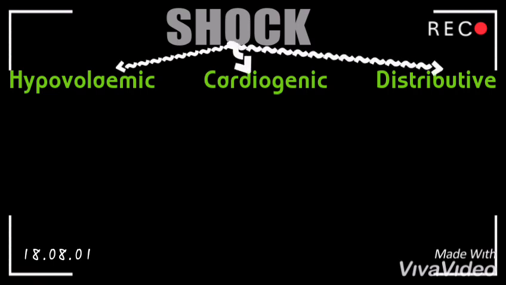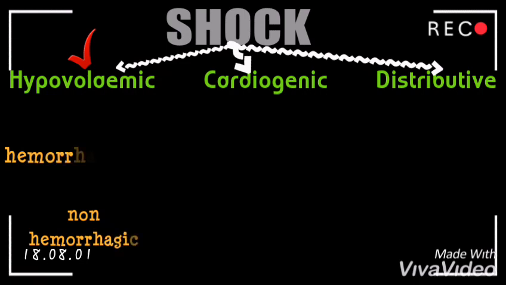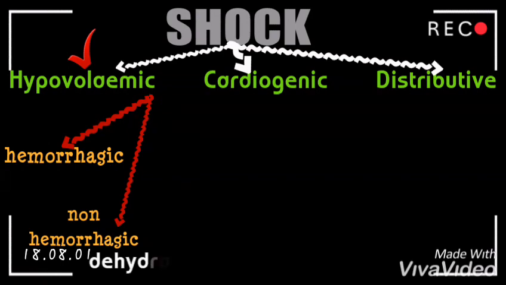Coming to the types of shock now, mainly there are 3 types of shock: hypovolemic shock, cardiogenic shock, and distributive shock. Let's start with hypovolemic shock. This is due to reduction in total blood volume. This type is further divided into 2, non-hemorrhagic shock and hemorrhagic shock. Non-hemorrhagic shock is reduction in the amount of blood due to dehydration, like from vomiting and diarrhea, and hemorrhagic shock is due to rupture of the blood vessels leading to severe bleeding, like from an injury.